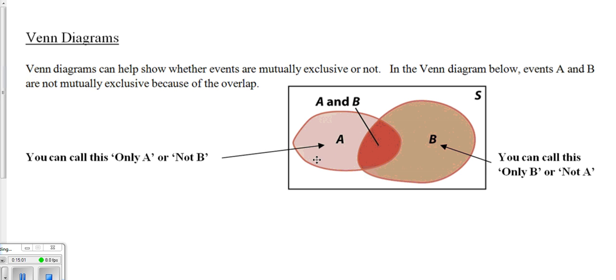Now this area over here, we call it only A, or you can call it not B, because it's only the stuff that happens for event A. This area is called A and B. It's where both of them occur together. This area, we call this only B, or we call it not A.